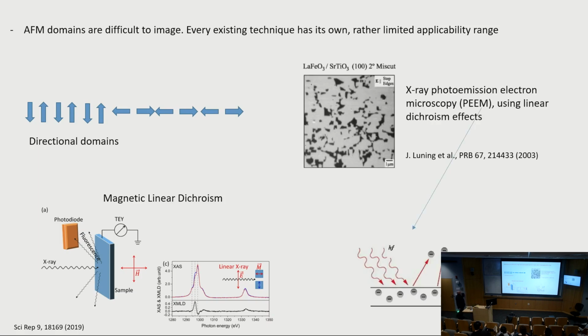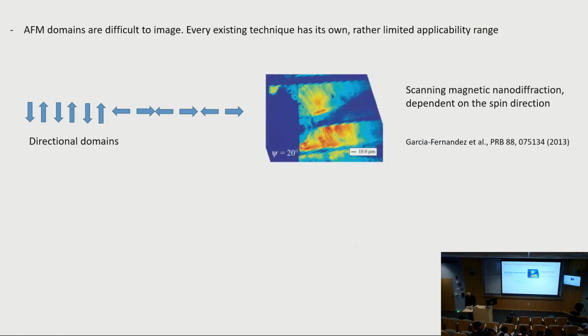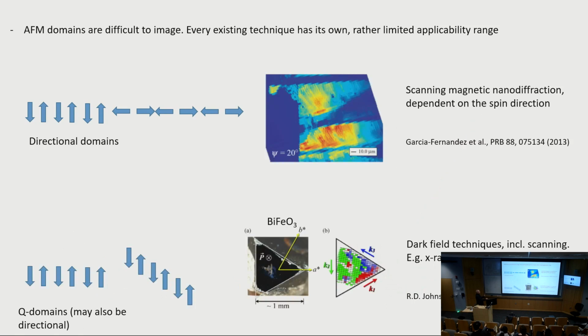A well-known example is the so-called X-ray photoemission electron microscopy, or PEEM. It uses, as I said, a linear dichroism effect. So linearly polarized light comes, hits the material, kicks out electrons, and the number of such electrons will depend on the polarization of light. So different antiferromagnetic domains will produce different intensity if you image the electrons that come away from such a sample. I'll skip this one.